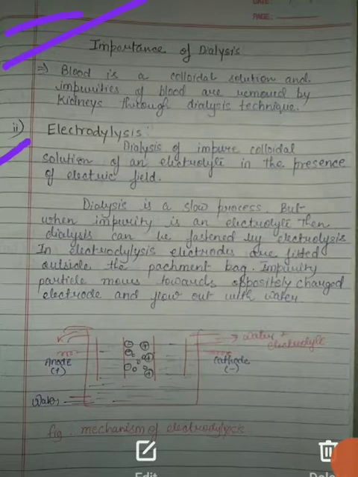But when the impurity is an electrolyte, suppose we know that the impurity in the colloidal salt is an electrolyte, then dialysis can be speeded up by electrodialysis. That is, in electrodialysis, electrodes are fitted outside the parchment bag. Suppose this is the parchment bag, you can see the diagram. Outside it we fit two electrodes.